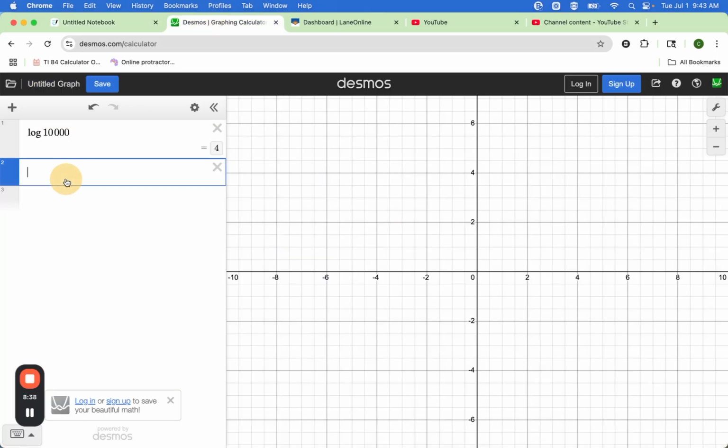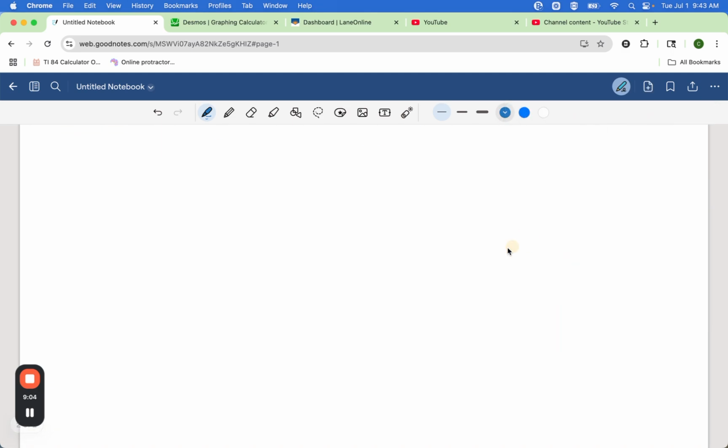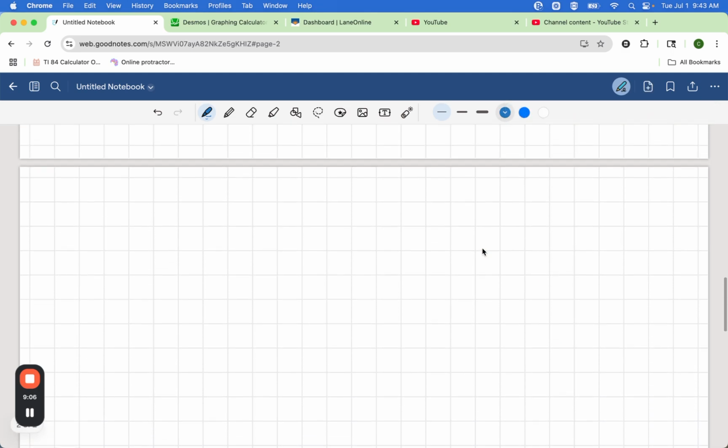So I go down here, I'm going to go ln of 5.36. Then you listen to my open math and see what they want you to round to. So 1.679 if I go to 3 decimal places. Okay, 1.679. Alrighty. Let's go on. Get a new page. And we'll move on.